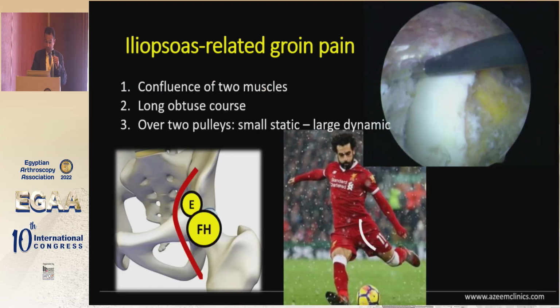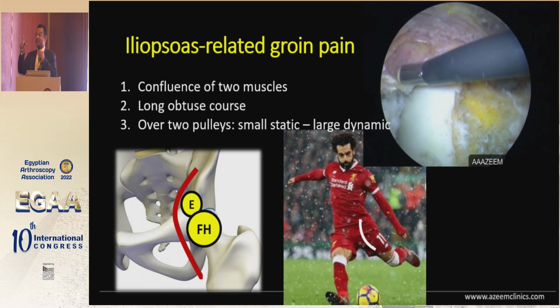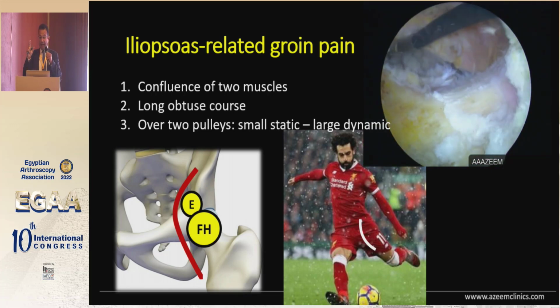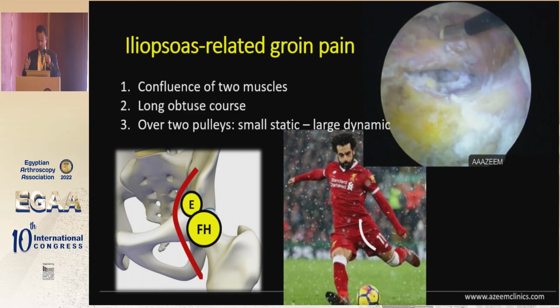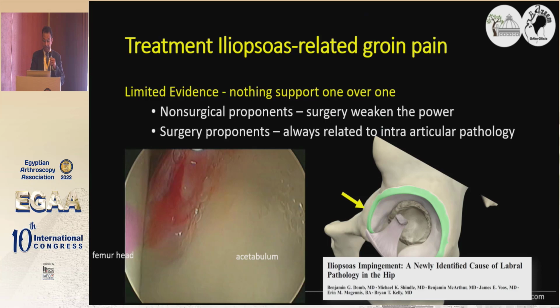The static pulley is the pelvic eminence. However, the big pulley is the femoral head, and that's why it has a special configuration. Again, this makes it very liable to injury, tendinitis, snapping, fibrosis in this area.